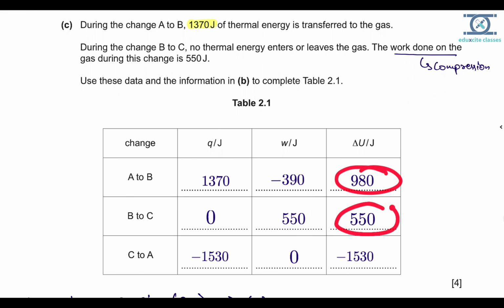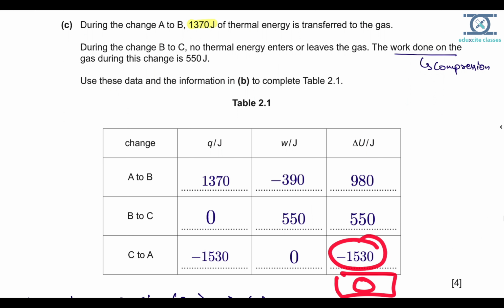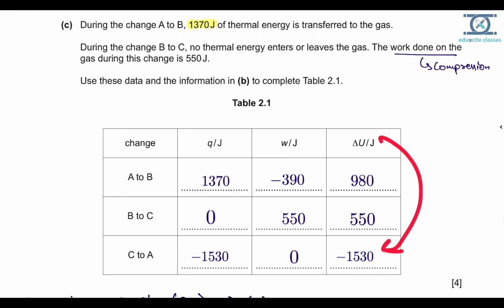So this is positive. The internal energy has to be decreased, because there is no net change in internal energy; it has to be 0. So it has to be negative. If delta U is negative, then Q is also negative. It means the heat, or the thermal energy, is being radiated outside.